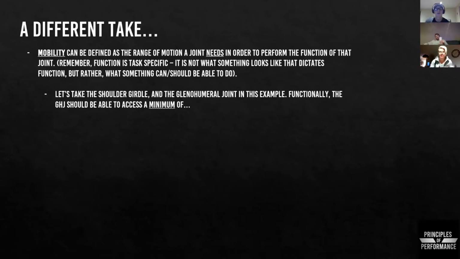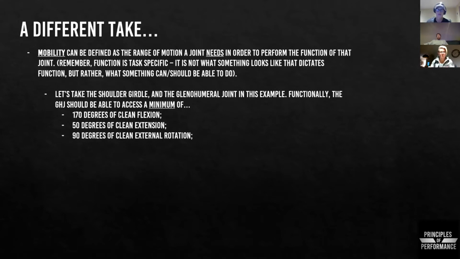So if we take a look at the shoulder girdle and the glenohumeral joint in this example, functionally, so task specifically, the glenohumeral joint should be able to access a minimum of 170 degrees of clean flexion before we get any posterior tilting of the scapula or upward rotation, where we're getting into those last end ranges of shoulder flexion close to 180 degrees. 50 degrees of clean extension before we're getting that anterior tilting of the scapula. 90 degrees of clean external rotation.